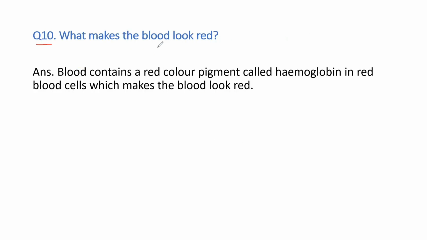Question number 10. What makes the blood look red? Now, this is a very easy question. Blood contains a red color pigment, as you all know, that is hemoglobin, present in the red blood cells. Okay, RBCs have hemoglobin, and this pigment is responsible for the blood having that red color.